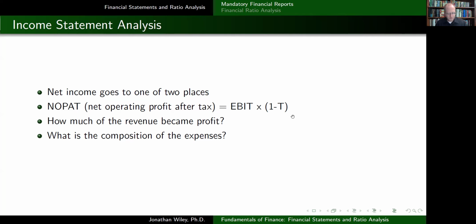Hopefully that makes sense, and hopefully that gives you a little bit of an idea about some things we might look at for an income statement.